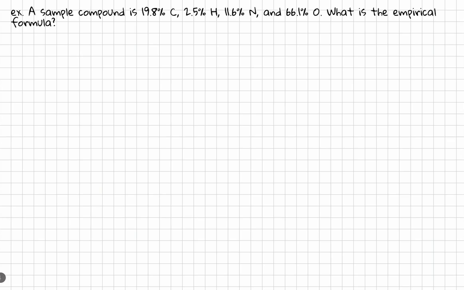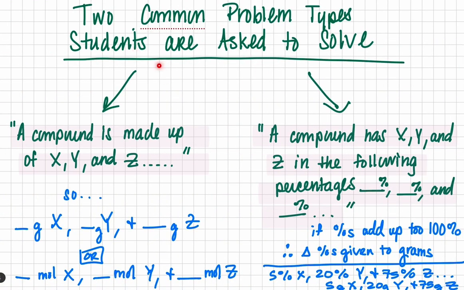Next problem says, a simple compound is 19.8% carbon, 2.5% hydrogen, 11.6% nitrogen, and 66.1% oxygen. What is the empirical formula? Whenever it says percentages, remember I said there are 2 types of problems. A compound has X, Y, and Z in the following percentages. If the percentages add up to 100%, change those percentages given to grams.